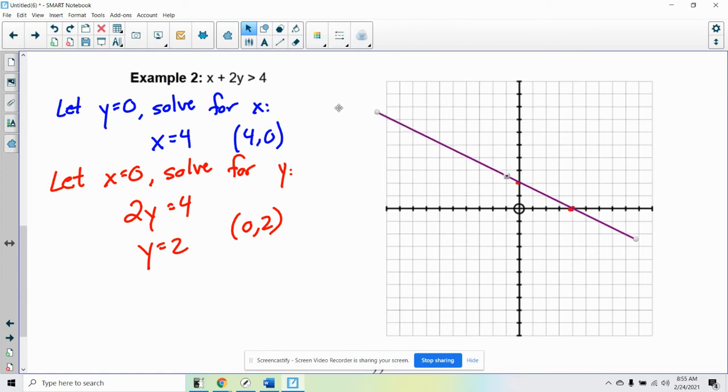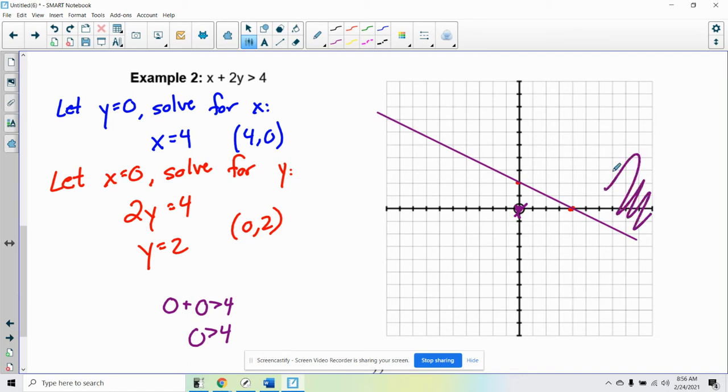There's my boundary, okay? So I have to figure out, okay, do I want to shade below it or shade above it? Well, I'm just going to take 0, 0 as my test point. Does 0, 0 work in the equation? If I plug in 0 for x and 0 for y, I get 0 plus 2 times 0 is greater than 4. I get 0 is greater than 4. So 0, 0 gives me a point that does not work in my equation. So this point is bad. So I know this is the wrong side of my boundary. So the right side of my boundary is going to be above it.